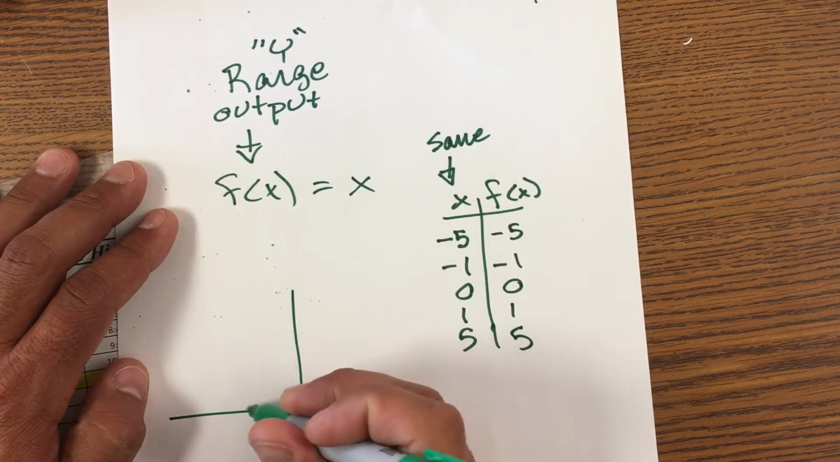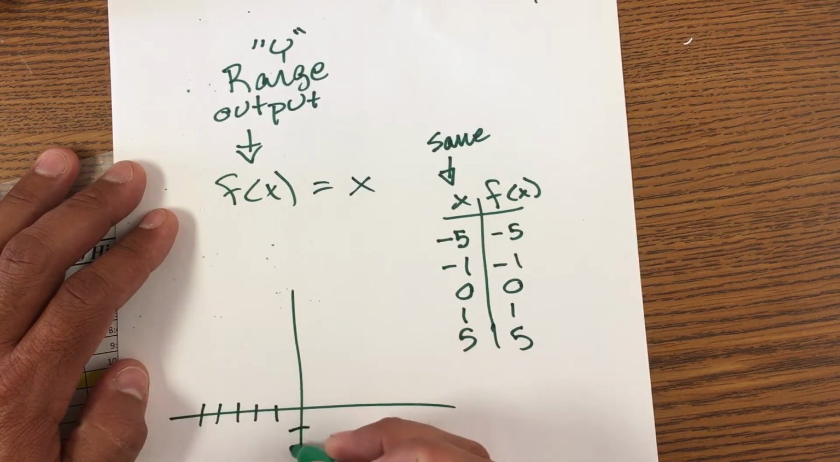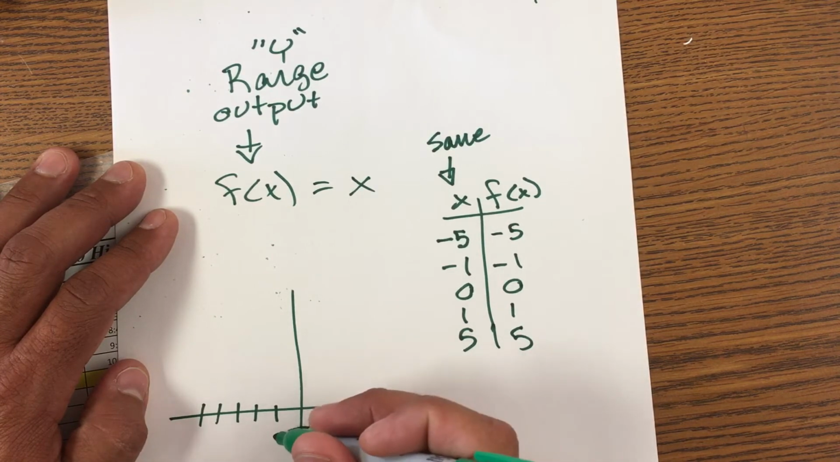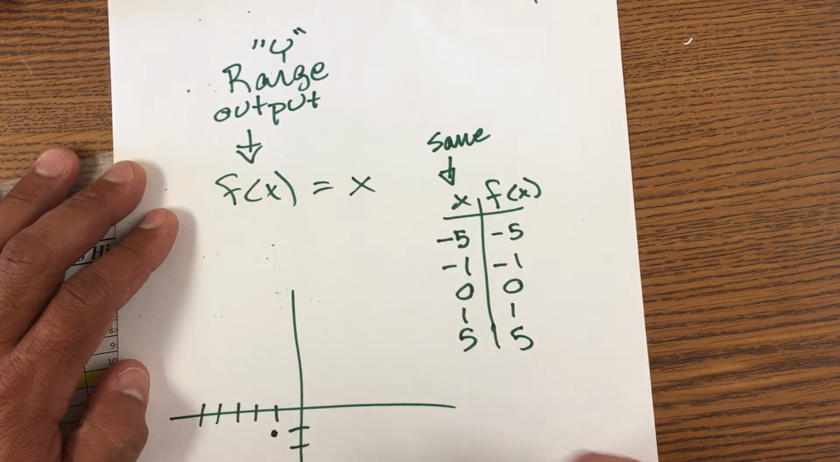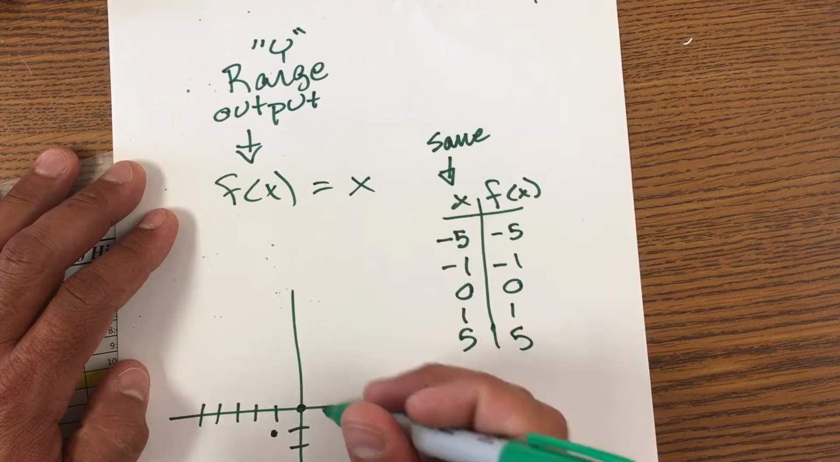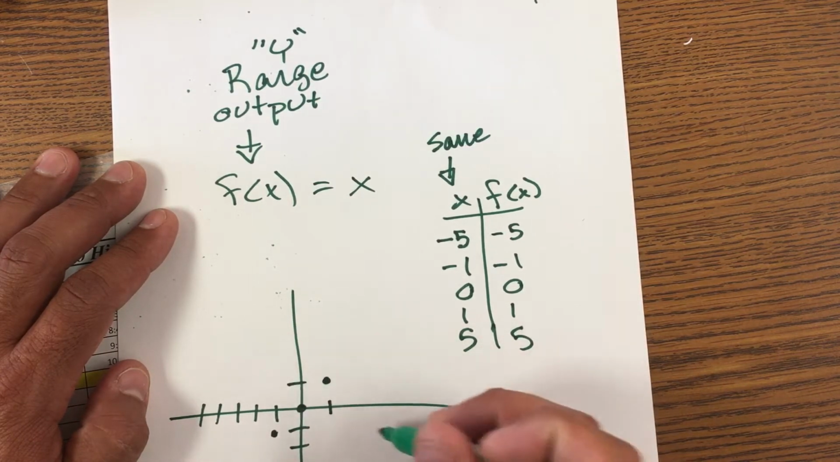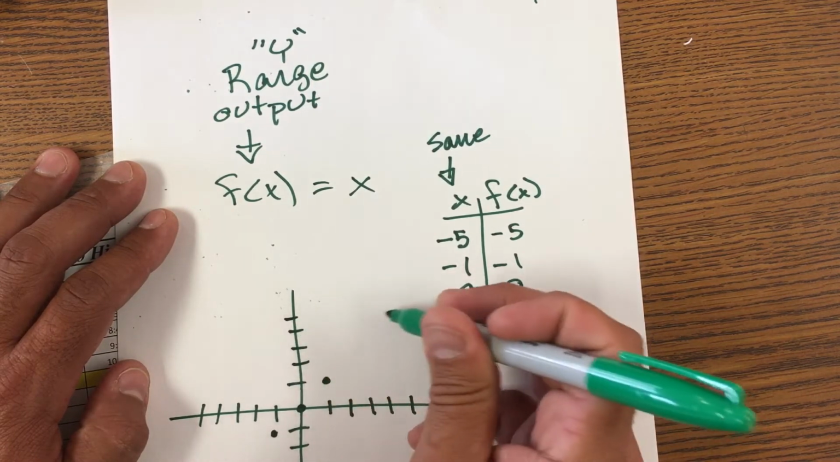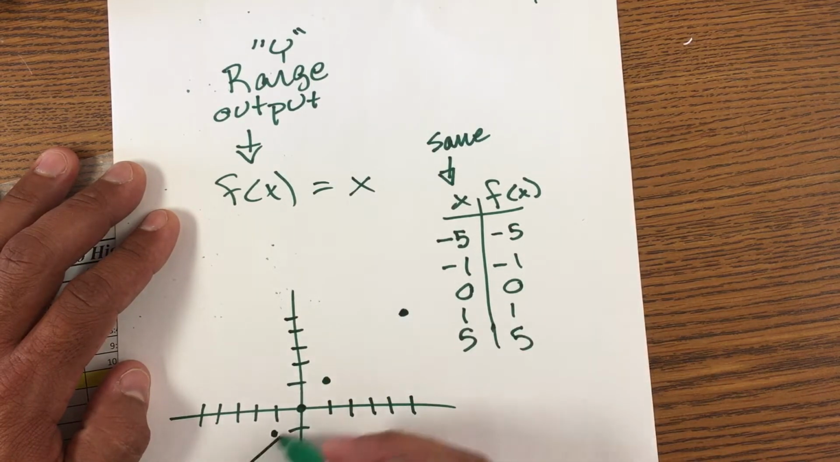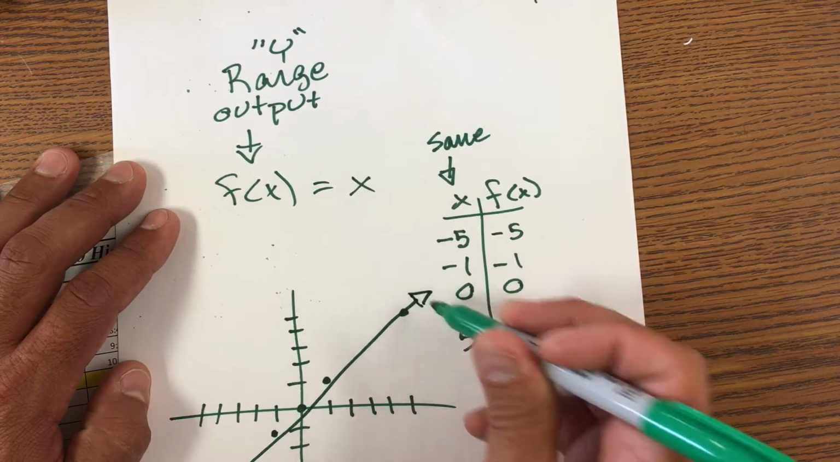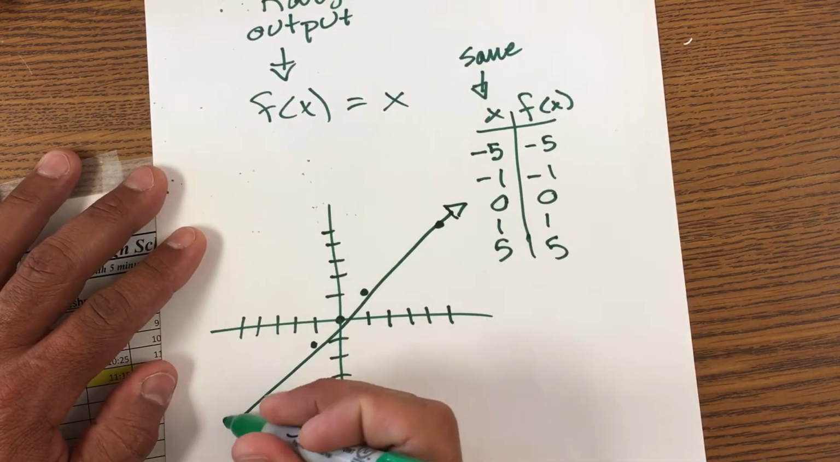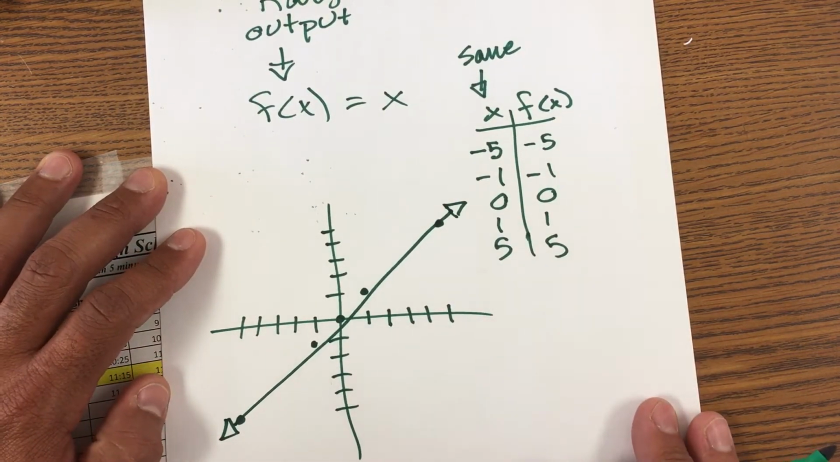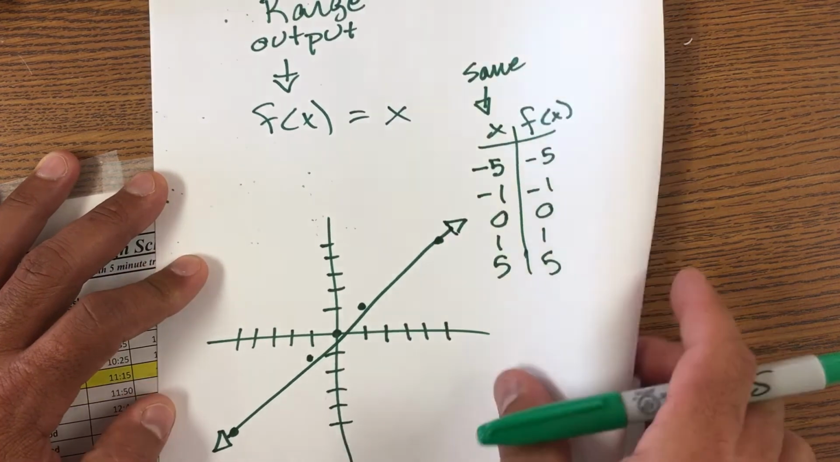So -1, 2, 3, 4, 5. It's a point right here. -1, -1, point right here. 0, 0, point right here. 1, 1, point right here. 5, 5, point right here. And then I just connect them. I do my best to connect them. And I put arrows on the end because it keeps going forever. So that's f of x equals x.